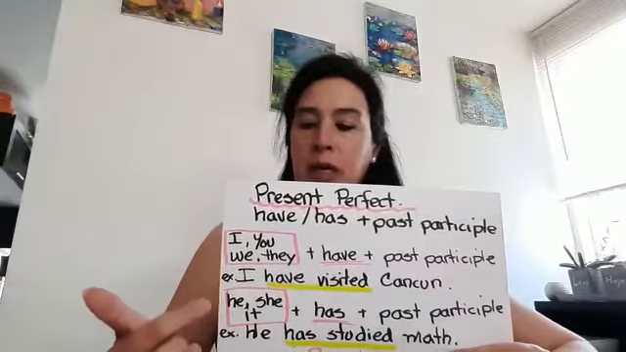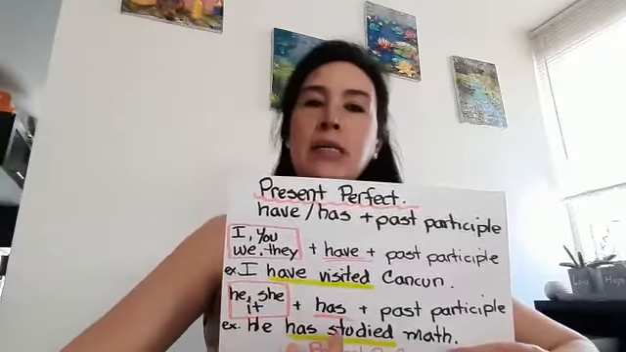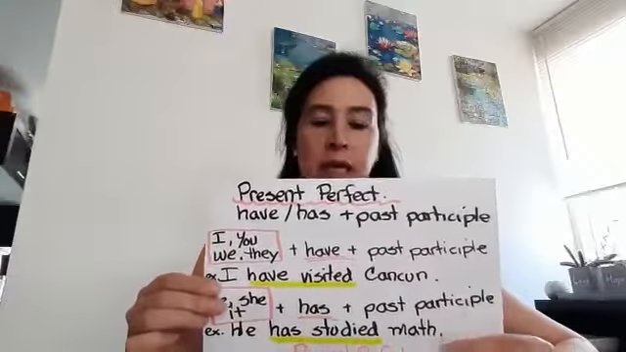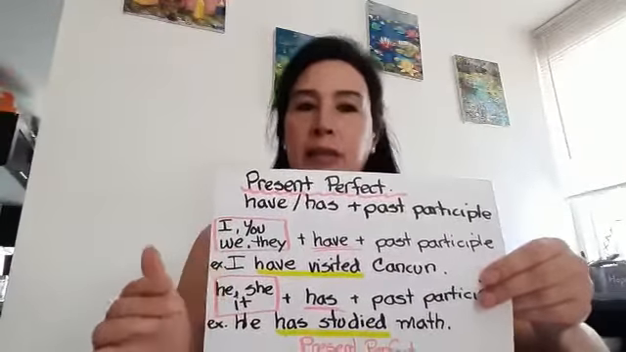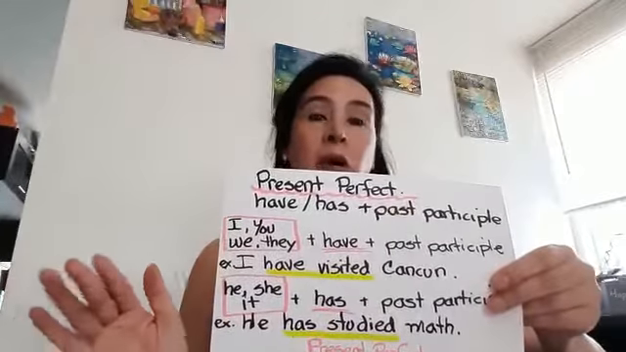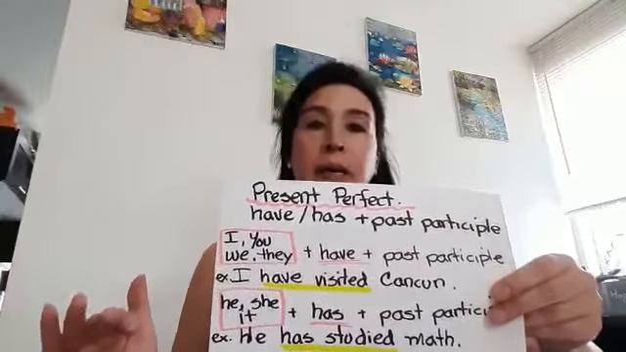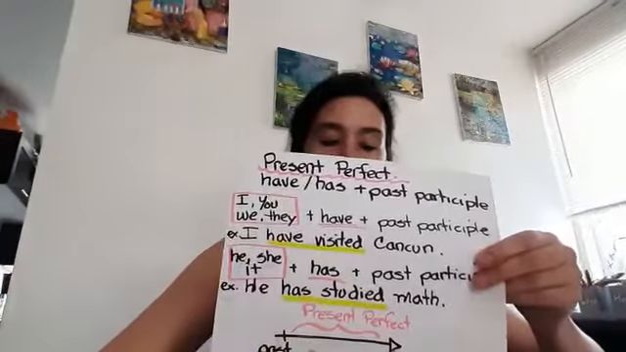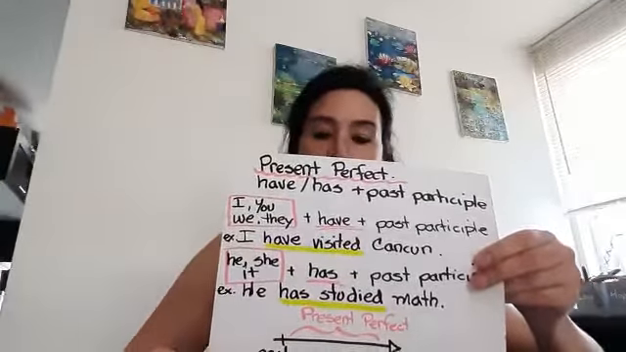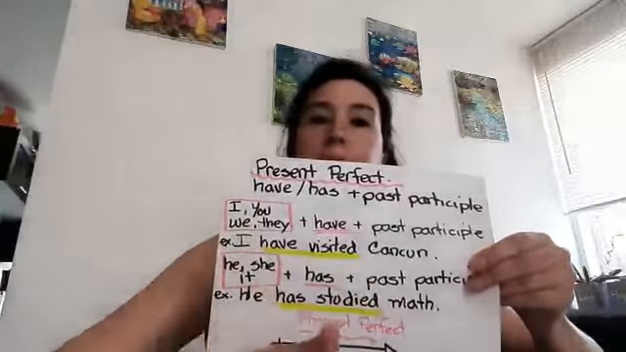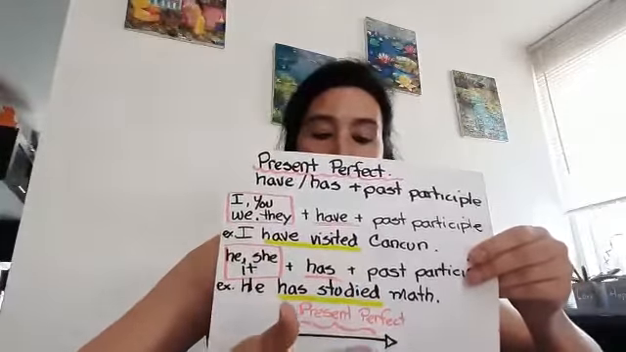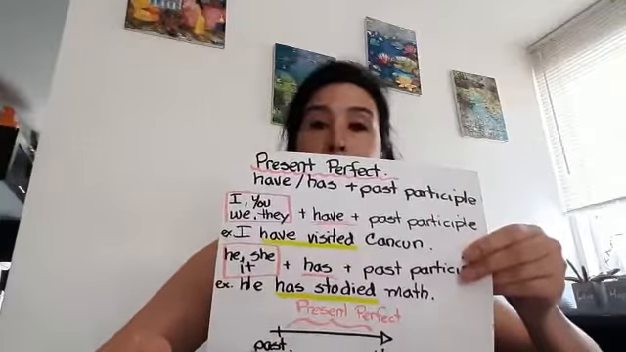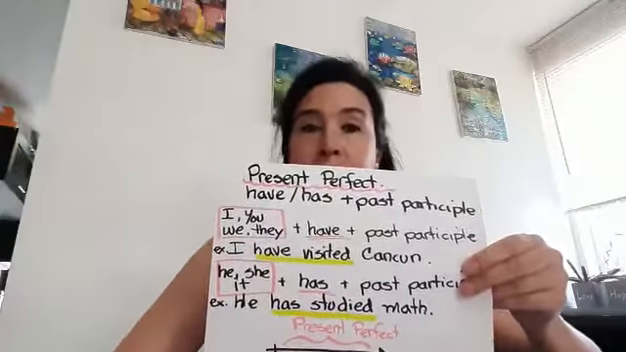He, she, and it plus has plus the past participle. Example, he has studied math, but we don't know when. We know that it happened, but we don't know when. So we have now and we have the past. That present perfect happens around here. We don't know exactly when. We know it's between now and the past, but we don't know when it happened.